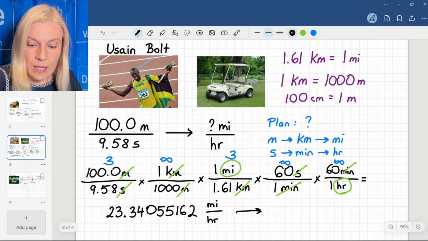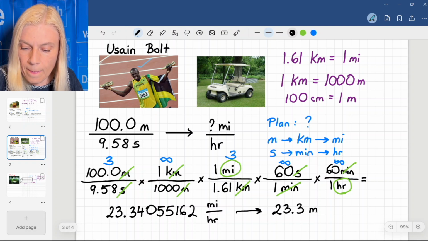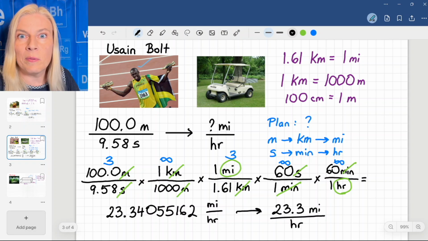So our answer should have 3 sig figs. So Usain Bolt runs at 23.3 miles per hour. Wow, that's fast.